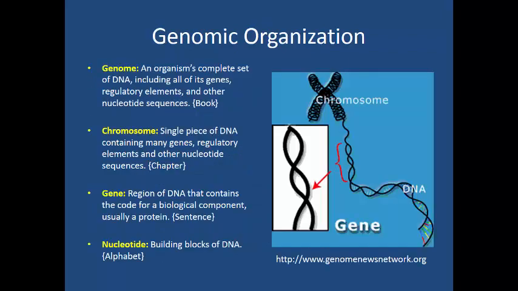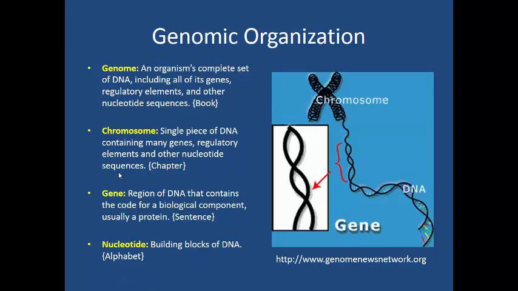Let's start off talking about the big picture in terms of the fundamentals of genomic organization. If we look at the biggest picture view, it takes us to the genome, which is an organism's complete set of DNA, including all of its genes, regulatory elements, and other nucleotide sequences. We can think of a genome like a book. And within that book, we have chapters, or chromosomes. Chromosomes are single pieces of DNA containing many genes, regulatory elements, and other nucleotide sequences.